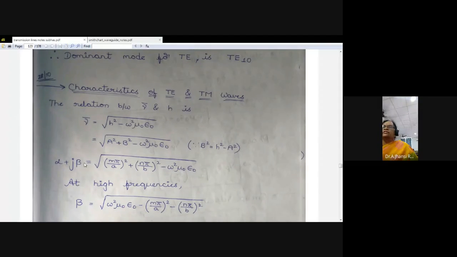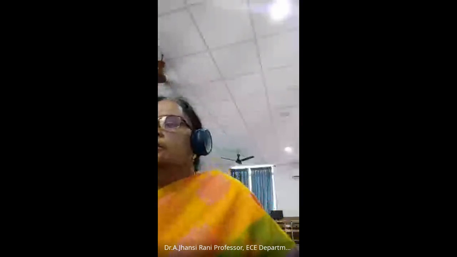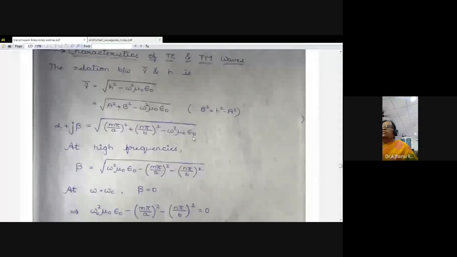Now gamma equal to alpha plus j beta, which equals the square root of m pi by a whole square plus n pi by b whole square minus omega square mu naught epsilon naught. Now here at low frequencies, this factor will be high and this factor is lower, then alpha plus j beta is real. The value of alpha plus j beta depends upon the values of m and n, where m and n are the mode numbers. Now, as the frequency is increasing, this factor dominates compared to this factor, that is omega square mu naught epsilon naught minus m pi by a whole square minus n pi by b whole square.